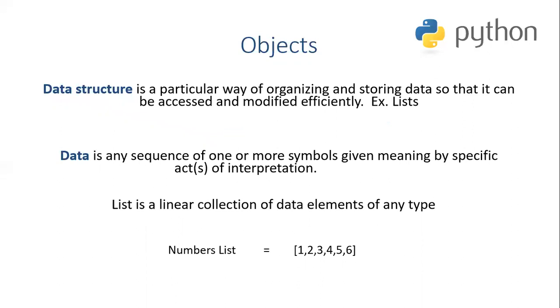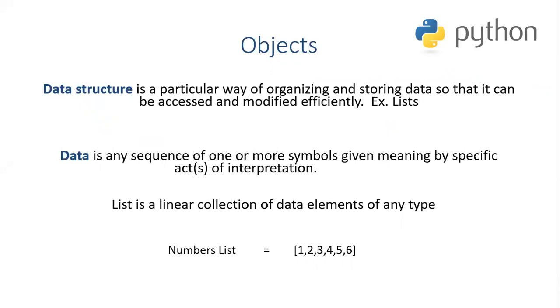But I've just mentioned data, so what is data in this sense? Data is any sequence of one or more symbols that has some meaning. So it can be a sequence of numbers or a sequence of words, a sequence of letters, whatever the sequence is, with a meaning, that can be data here.